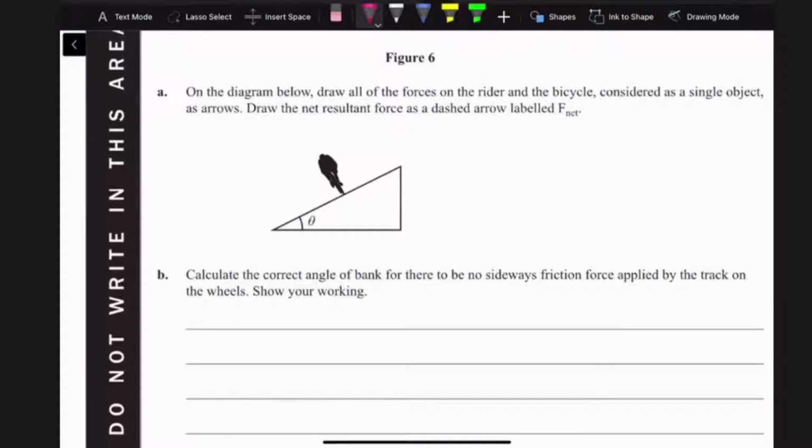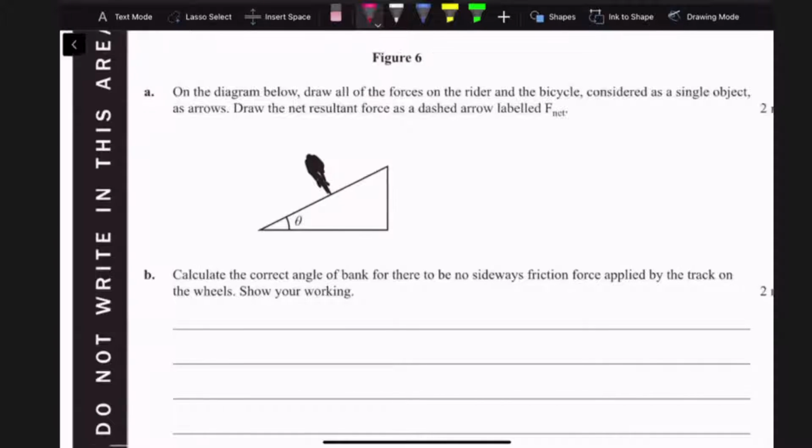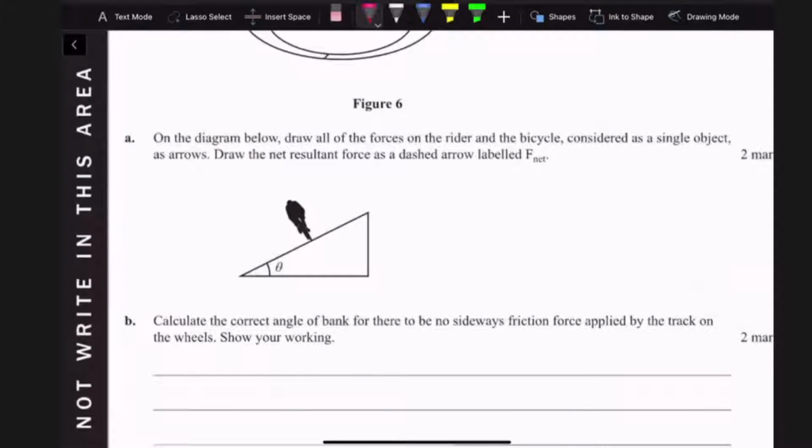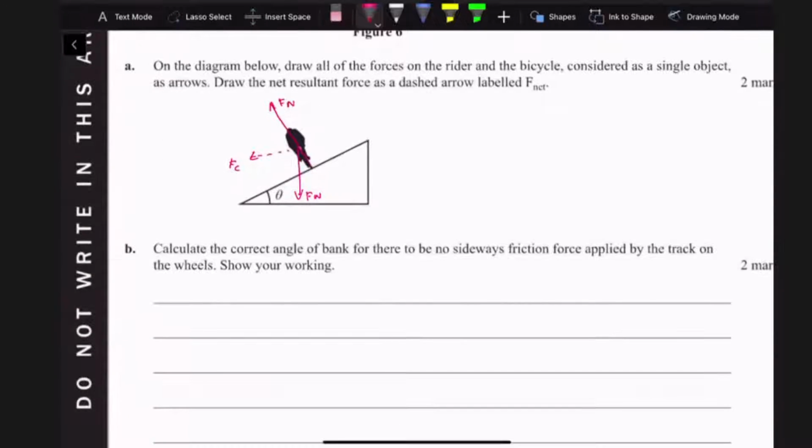So draw all the forces on the rider. It says in the question that it's driving at a banked angle so that there's no sideways friction force, so you don't have to draw that. And then we know there's a weight force and a reaction force. And F net is going to be our centripetal force, so it goes to the left. Now find the angle of bank for there to be no sideways friction force.